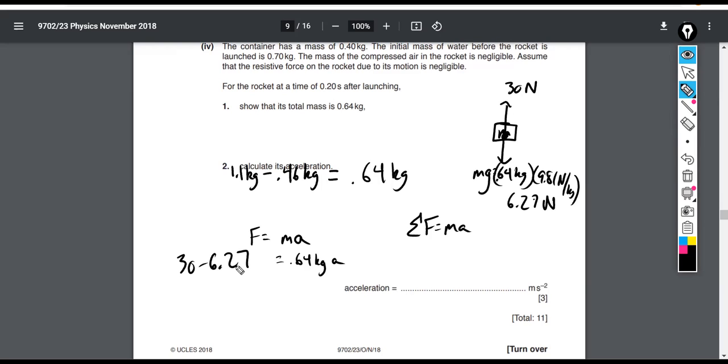So that gives 23.72 divided by 0.64, and you get an acceleration of 37 meters per second squared, which is your answer there. This is one g-force. So the way that I had solved it previously, forgetting this, if you just do 30 equals 0.64 times a, 30 divided by 0.64, you get 47. Okay, yeah, well, it's 46.8.